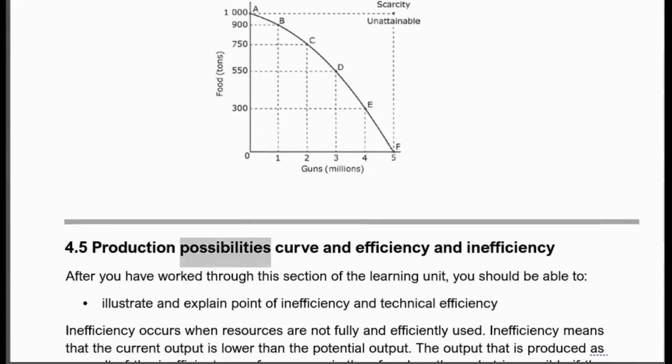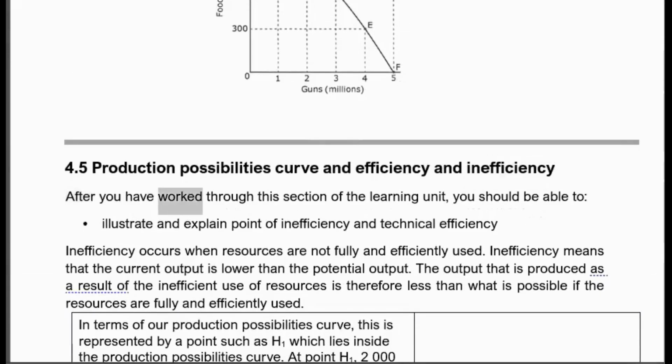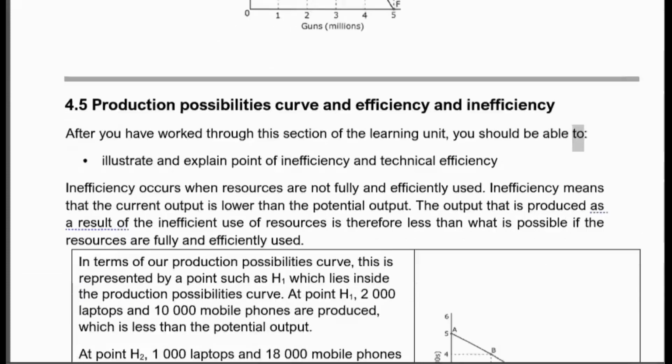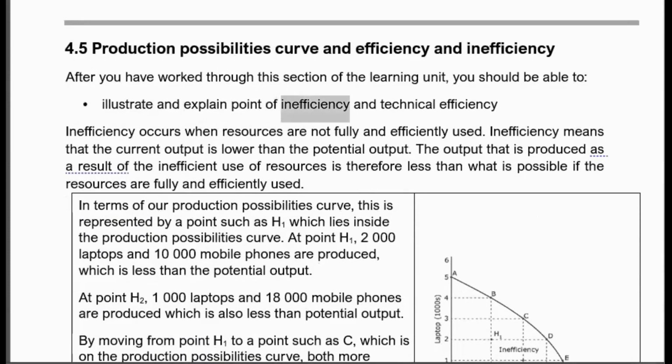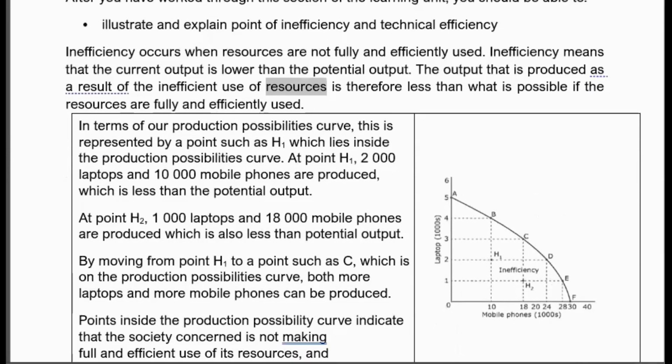4.5 Production Possibilities Curve and Efficiency and Inefficiency. After you have worked through this section of the learning unit, you should be able to illustrate and explain points of inefficiency and technical efficiency. Inefficiency occurs when resources are not fully and efficiently used. Inefficiency means that the current output is lower than the potential output. The output that is produced as a result of the inefficient use of resources is therefore less than what is possible if the resources are fully and efficiently used.